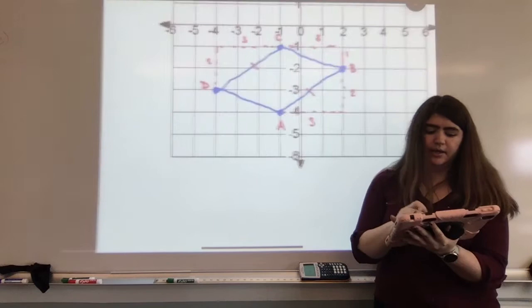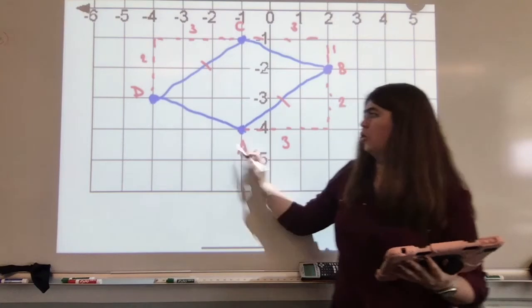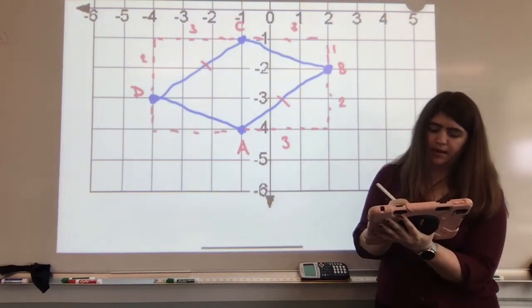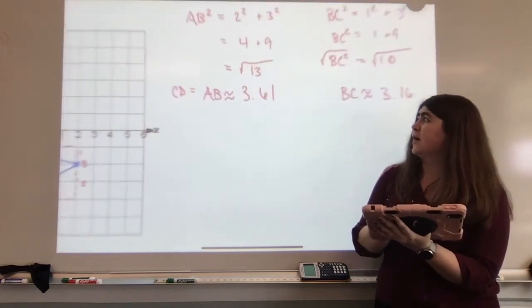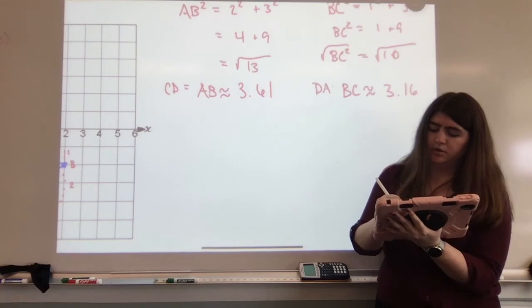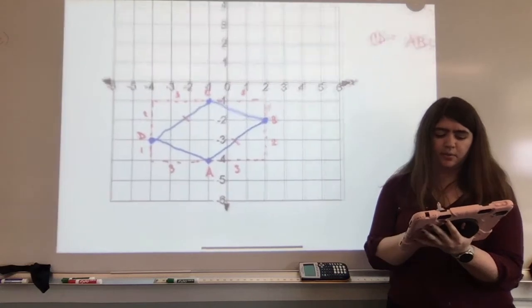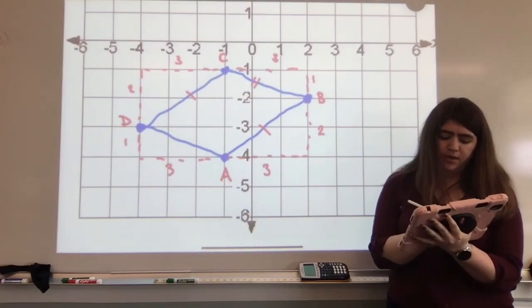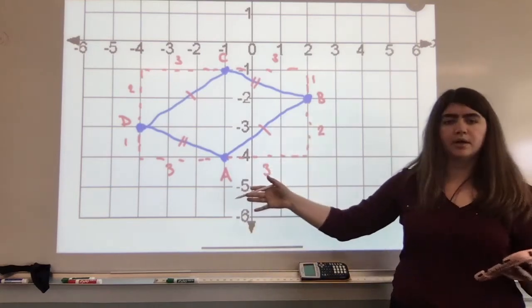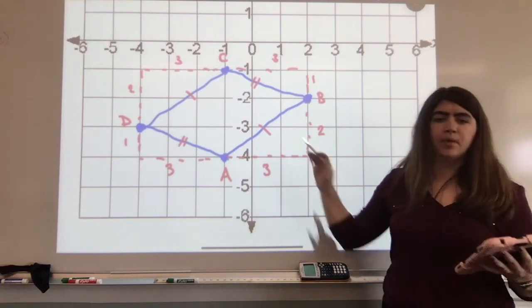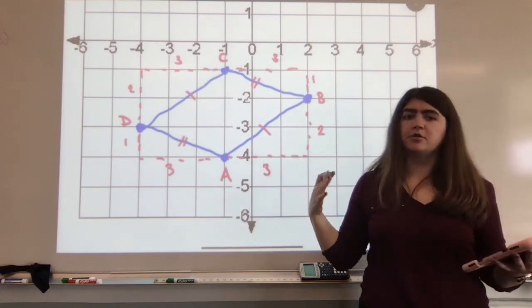All right, now we need to check for DA. DA goes down 1 and over 3. So that means that we are again looking at 1 squared plus 3 squared. We already know how that ends, so I can just say that DA is equal to BC, and they're both approximately equal to 3.16. Since those are the same, I'm going to mark those as congruent as well. And I do also know that those are parallel. We could check by finding the slope, and if you do, you're going to find that they have 2 sets of parallel sides. That being said, this is a parallelogram, but it's also another type of shape.